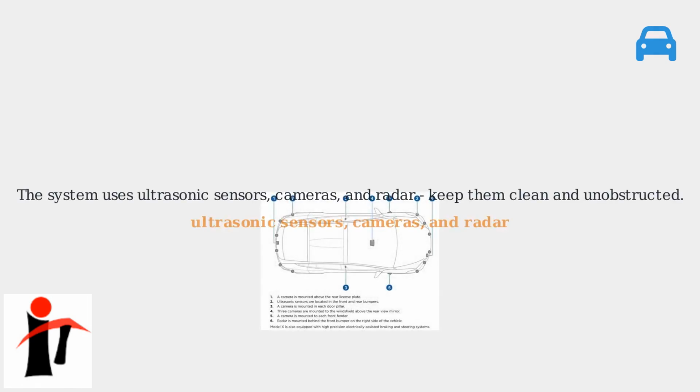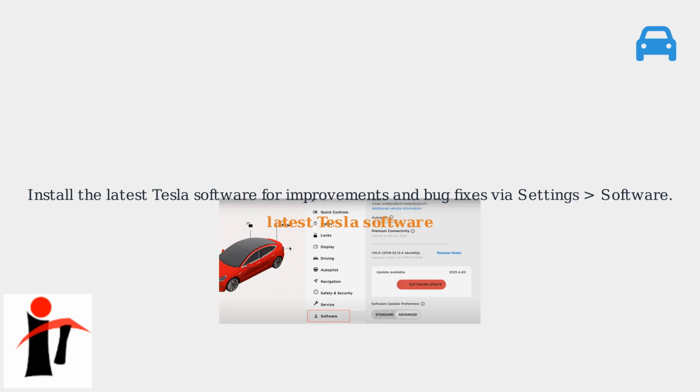Third, the system relies on a combination of ultrasonic sensors, cameras, and radar positioned around the vehicle. These detect obstacles and parking spaces, so it's crucial to keep them clean and unobstructed for optimal performance. Finally, it's recommended to have the latest Tesla software installed. Check for updates under Settings, Software to access the newest improvements, bug fixes, and enhancements to Park Assist functionality.